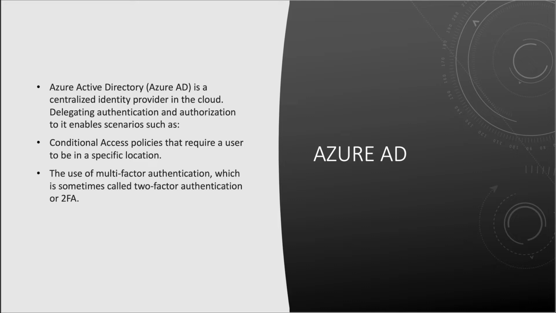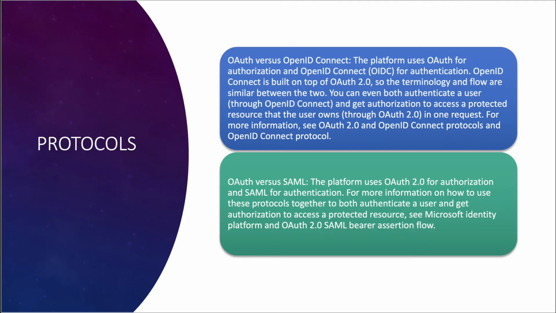And then, of course, the use of multi-factor authentication, which is also called two-factor authentication. So you'll see multi-factor or 2FA. They all mean the same thing. There are some really interesting protocols. You probably do want to know these, OpenID Connect and OAuth. OpenID Connect is built on top of OAuth 2.0, and that's important to know, right? OAuth 2.0 is really the thing.